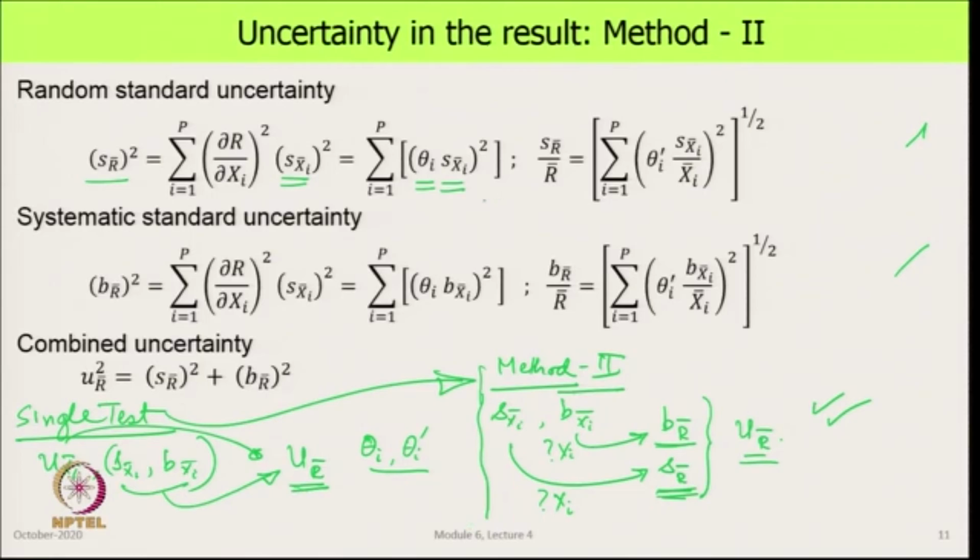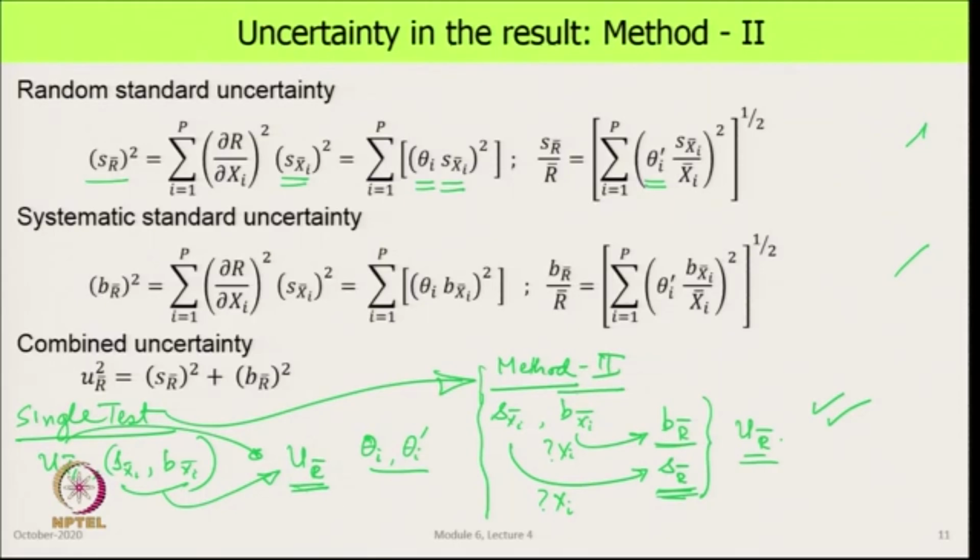And if we divide throughout by r and take the square root, S r by r is the summation of theta I prime S x I bar over x I bar, this whole thing squared. So, we have calculated S x I bar, we have the mean here, we got the value of the sensitivity, the relative sensitivity coefficient, and you can use this.